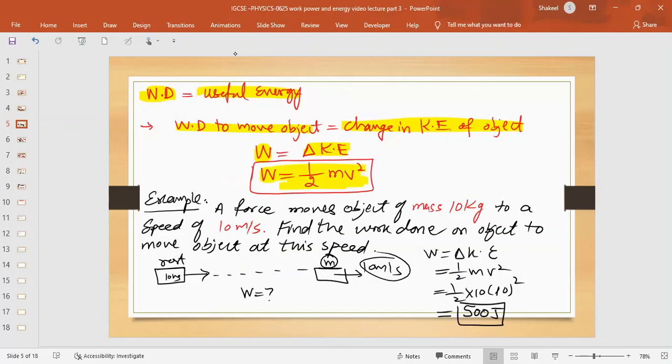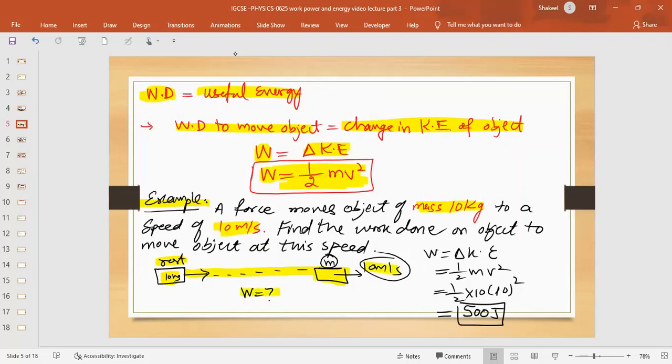So a force moves an object of mass 10 kg to a speed of 10 meters per second. Let's say this is an object of mass 10 kg, it was at rest, and you applied some force and moved it to a top speed of 10 meters per second. So how much work is done?